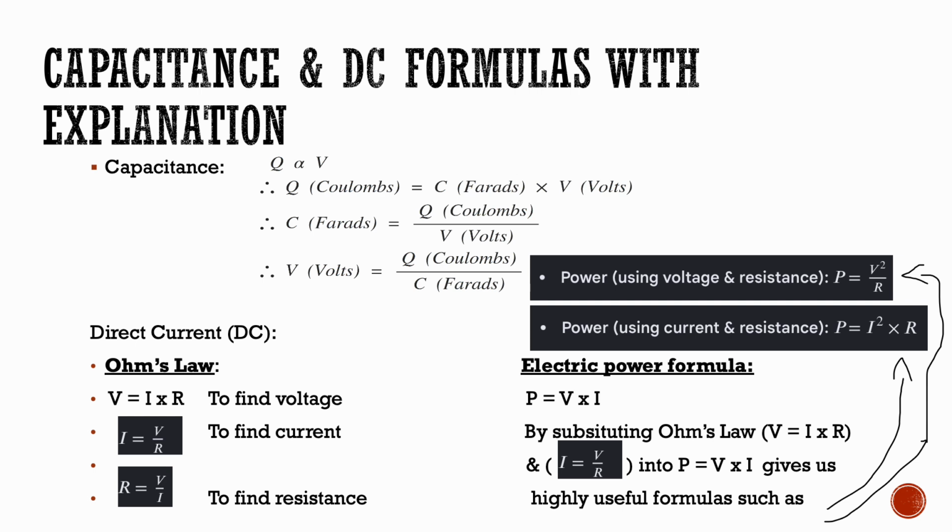Now on to the last formula, which is the electric power formula. The formula is P equals V times I. This is to find the power, which is P, where V is voltage and I is the current. By substituting Ohm's law, V equals I times R, and the rearranged formula I equals V over R into our electric power formula, we get a highly useful formula for power using current and resistance, which is P equals I squared times R. The second formula is power using voltage and resistance, which is P equals V squared over R.